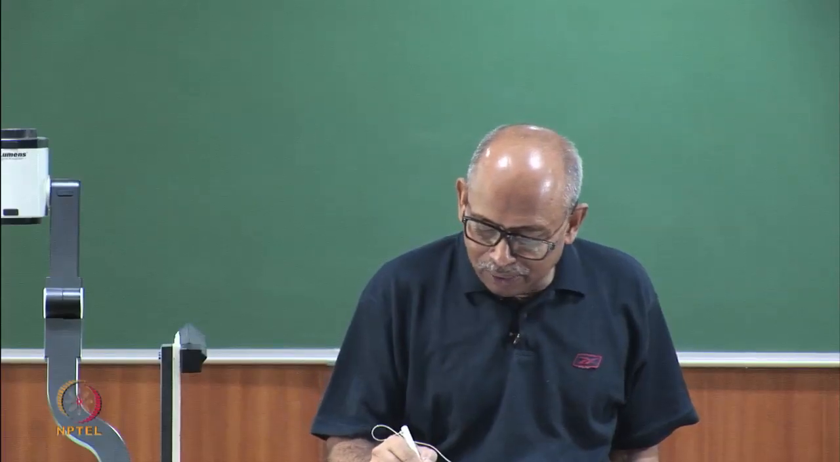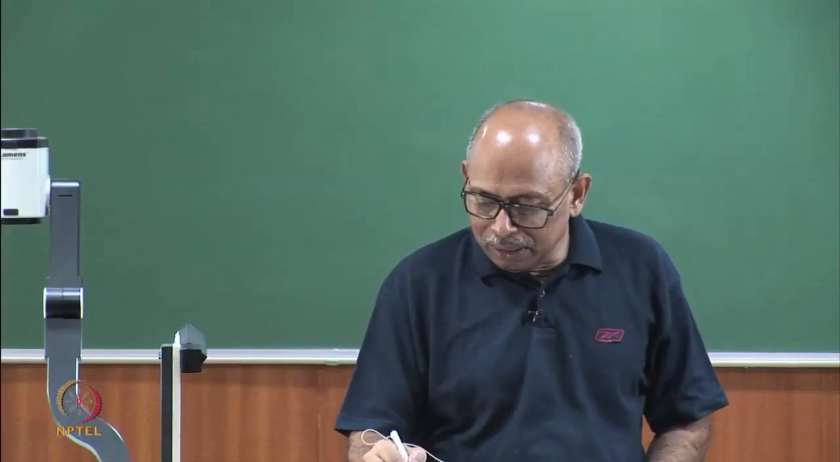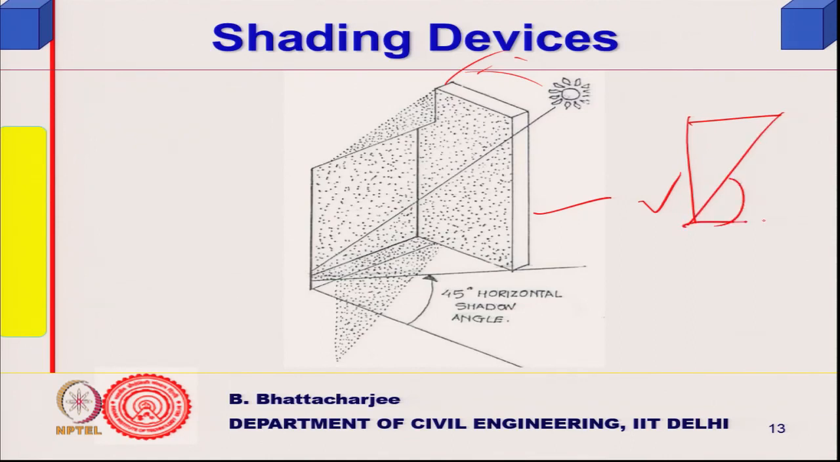So, this is a vertical shading device. Now, a vertical shading device has a horizontal shadow angle. A horizontal shading device, something like this, has a vertical shadow angle. A vertical shading device has a horizontal shadow angle. What is this shadow angle?